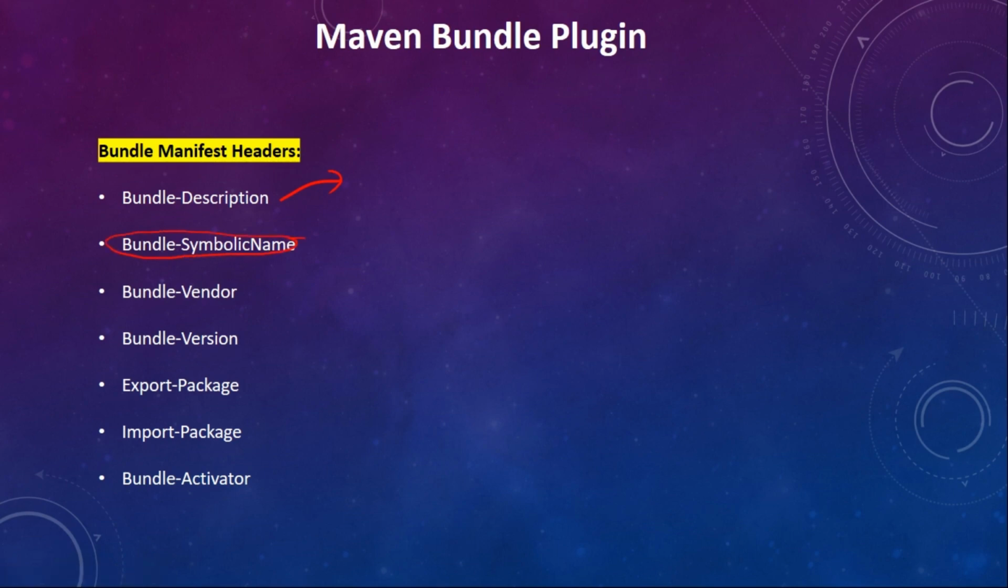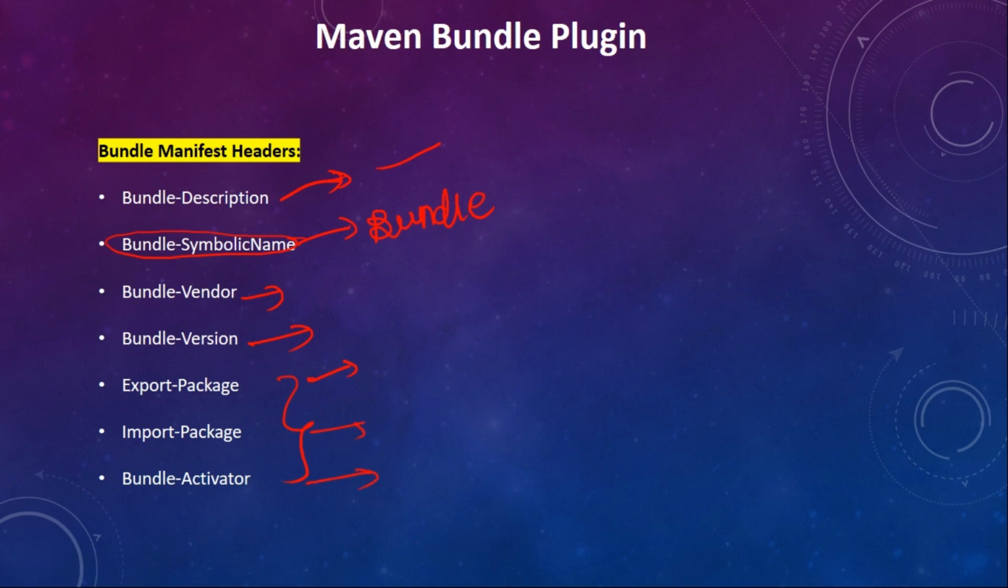So this symbolic name is nothing but your bundle name. Here we have the bundle description. This is the vendor of your bundle, and the version of the bundle, and these three are the important headers: export, import, and the bundle activator.